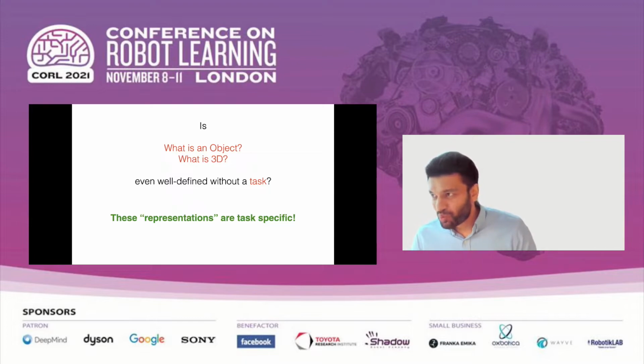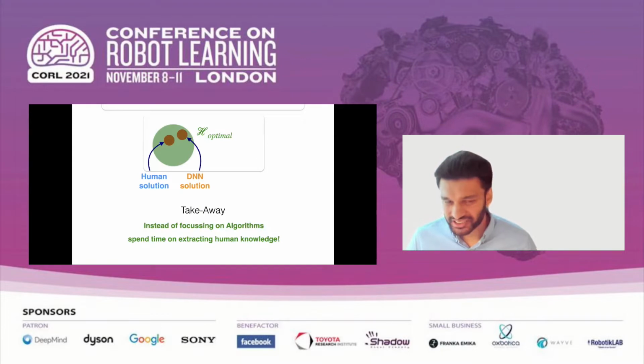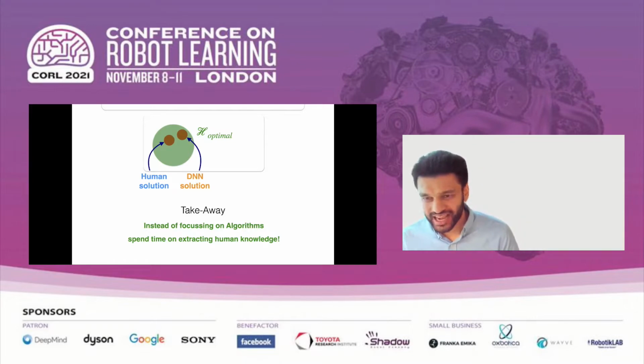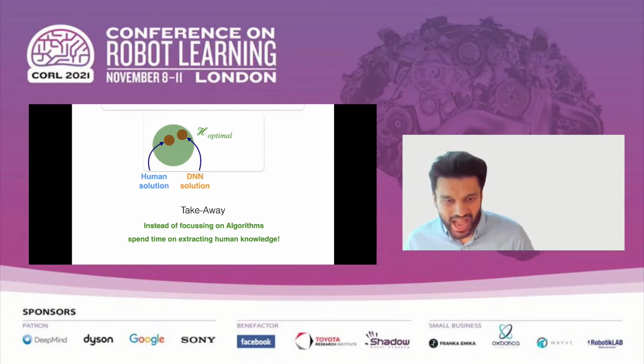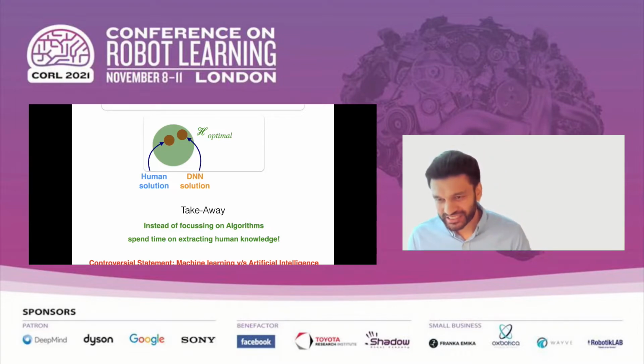So in summary, what I've talked about is this problem of underspecification and how it percolates different aspects of robot and machine learning. And the takeaway is that we spend a lot of time focusing on algorithms, but maybe what we should really spend time on is extracting human knowledge, right? And a controversial statement to end this talk is that machine learning, maybe we have a good handle on. We can optimize very complex loss functions. But artificial intelligence is about extracting human knowledge, which we are very bad at.